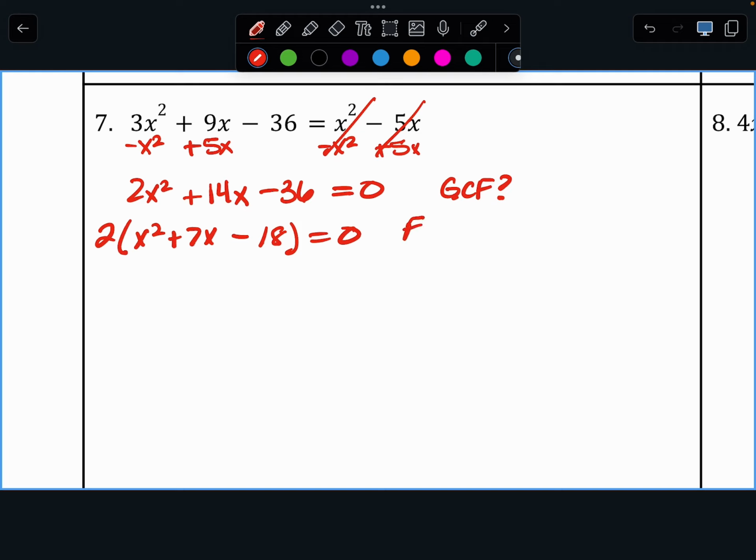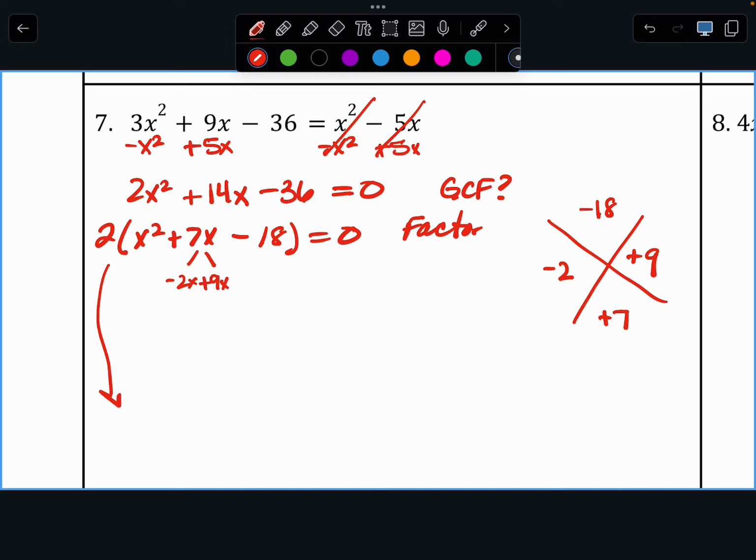Now I've got to factor. To factor, I need two numbers that multiply to negative 18 and add to be positive 7. So that's negative 2 and positive 9. You're going to need your blue card if you can't see those factors. So I'm going to rewrite this as negative 2x, positive 9x. I'm going to bring my 2 down here. So this is x squared minus 2x plus 9x minus 18.